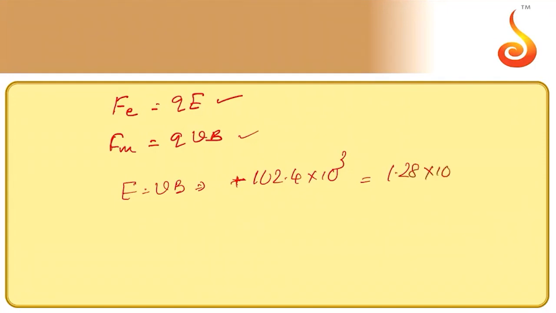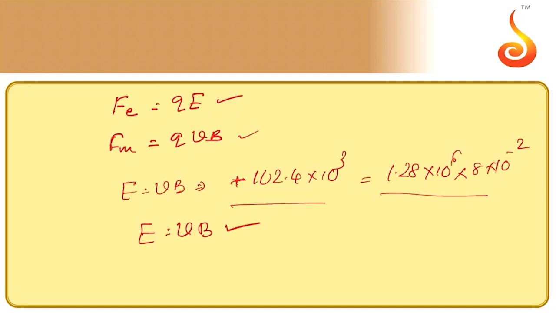1.28 into 10 to the power of 6 and B. What is the value of B? 8 into 10 to the power of minus 2. So you notice that these two are equal to each other. That means E is equal to VB is satisfied. If E is equal to VB is satisfied, the charged particle experiences zero net force.